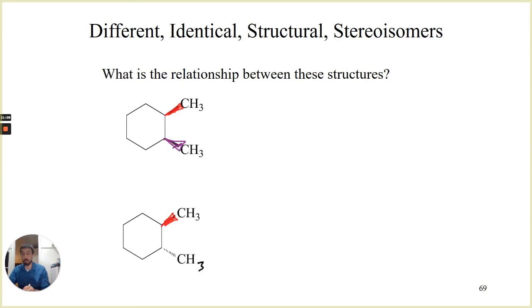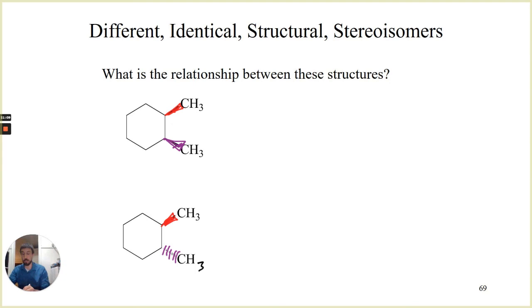The other position is a wedge versus a dash. The wedge is coming at you, the dash is going away. So those don't superimpose. If you built these models and tried to flip and move them around, what you will find is that you can't superimpose them. There's no way that you could possibly get these two to overlap, which means they're non-superimposable, which then makes them isomers, which moves us to the next question, atom connectivity. Right? Do they have the same atom connectivity?